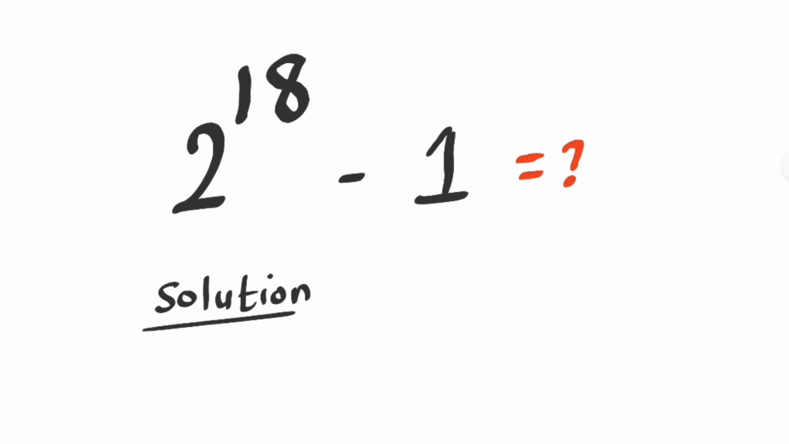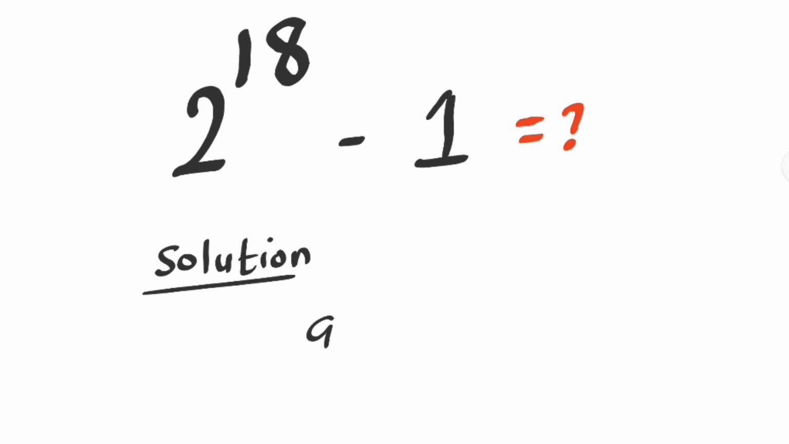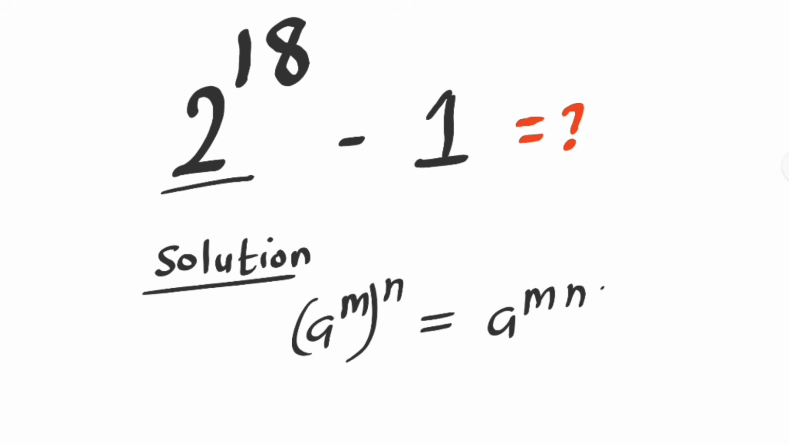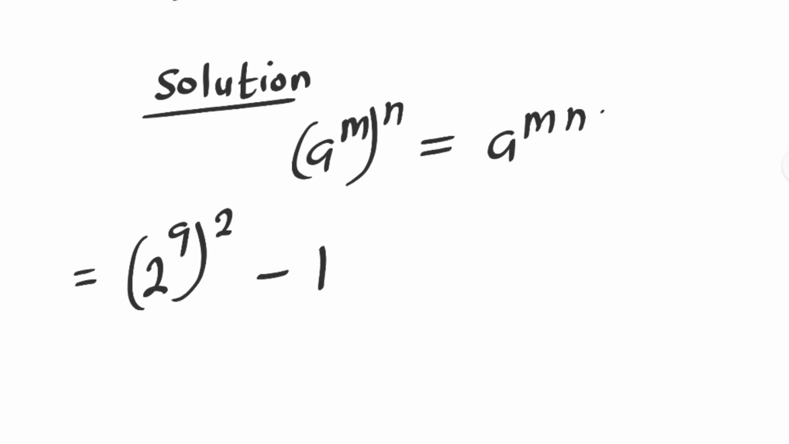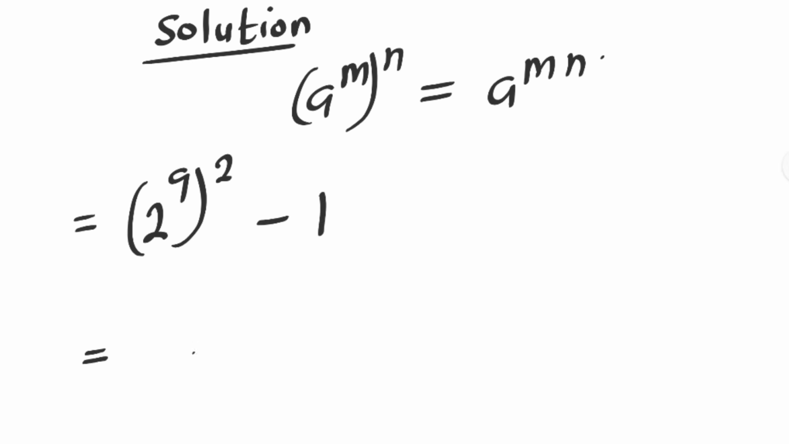Take note of this, that if you have a raised to the power m, to the power of n, this is equal to a raised to the power of mn. Then this 2 raised to the power of 18 can be written as 2 raised to the power of 9, squared, then minus 1. This is equal to 2 raised to the power of 9, to the power of 2, minus this 1, which is the same thing as 1 squared.